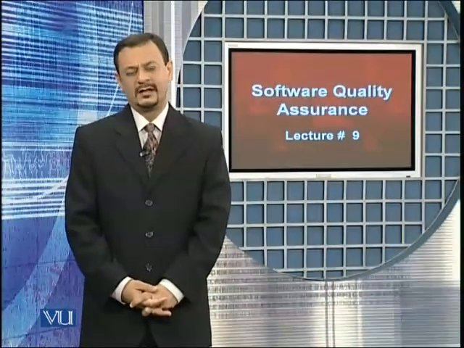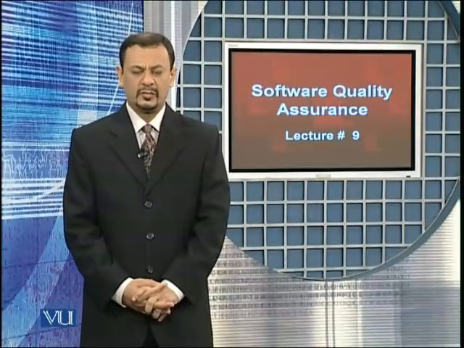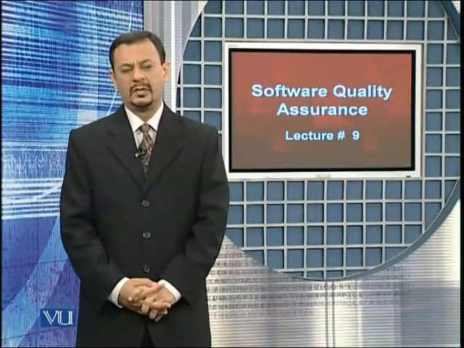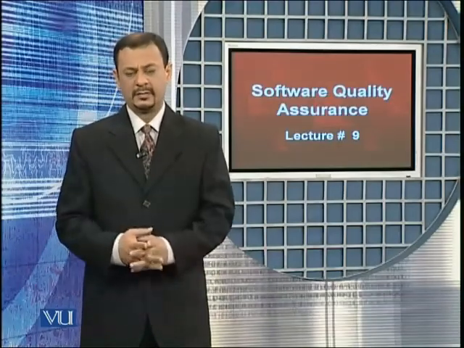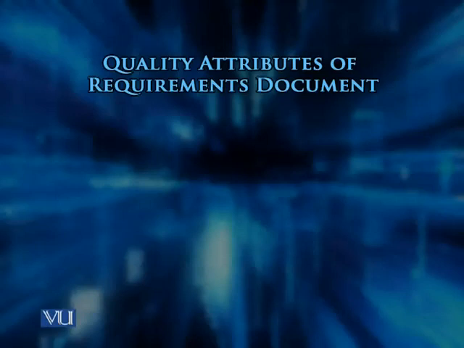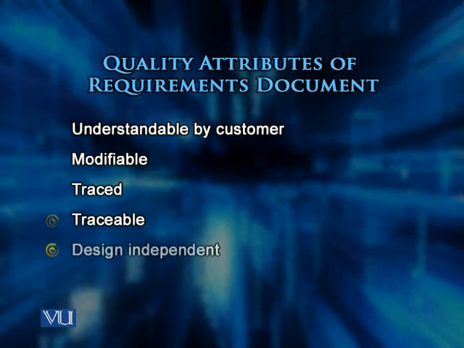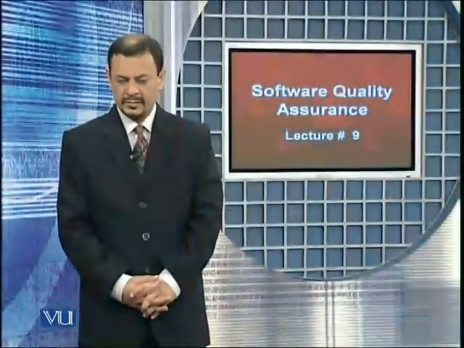What we will do is that I will introduce all of them one by one, the quality attributes, and then we will discuss them together after the introduction. So now let's look at the second set of quality attributes of requirements document. A requirements document should be understandable by customer. It should be modifiable. It should be traceable, and requirements document should be design independent. This was the second set of quality attributes of the requirements document.